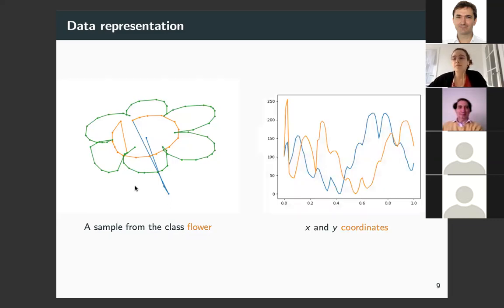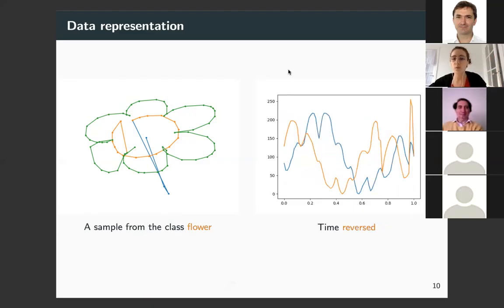And so we could represent it with the positions. We have this information. Here in blue is the evolution of the x coordinate, and in orange, the y coordinate. Actually, this is not a really good representation. It depends on the application, but often it's not a good representation. Why? Because in this case, for example, if I draw a flower in reverse order, I get this representation.